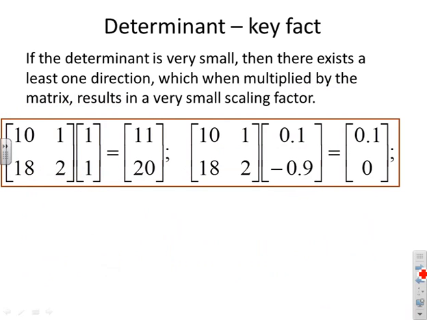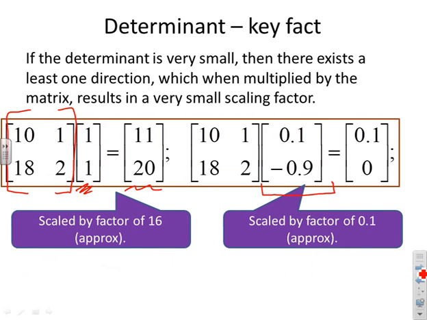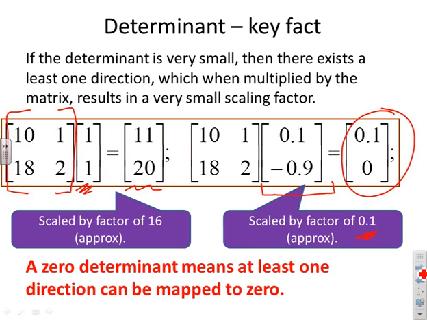Here's another example then. You'll see I've used the matrix 10, 1, 18, 2. I've multiplied by 1, 1, and I've got 11, 20. So I've scaled by a factor of roughly 16, not exactly. Next, I've multiplied by 0.1, minus 0.9, and notice I've only got 0.10 in the answer, so the scaling is a factor of 0.1. So very different scaling or multiplying factors depending on the direction of the vector.